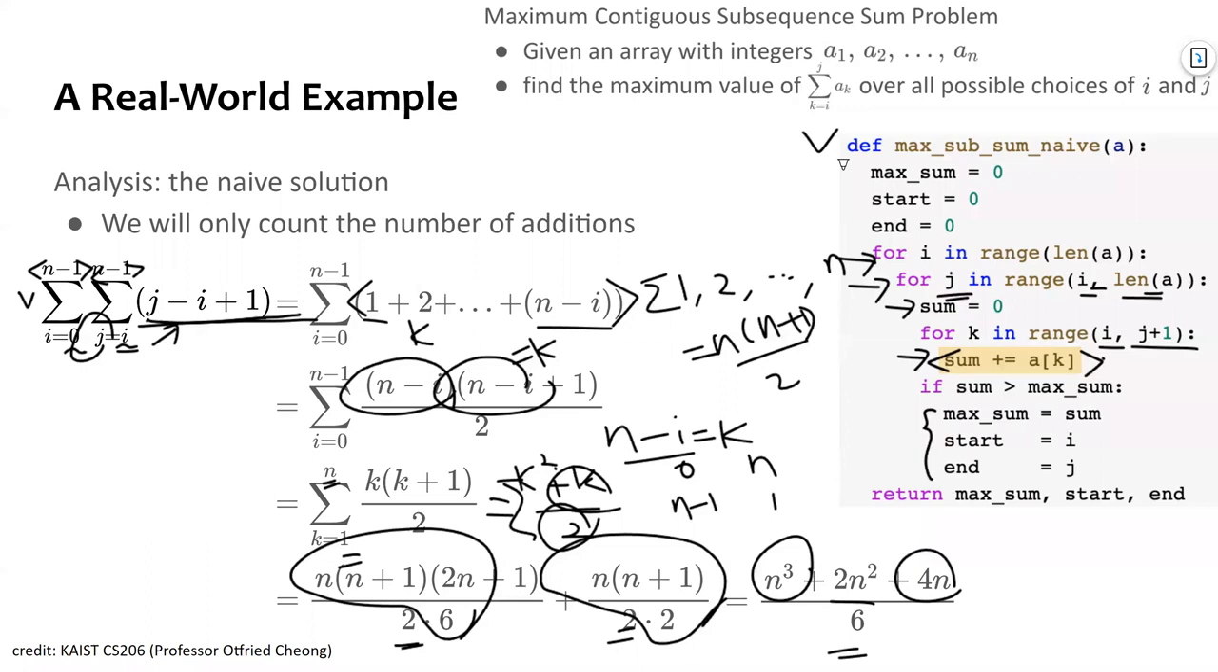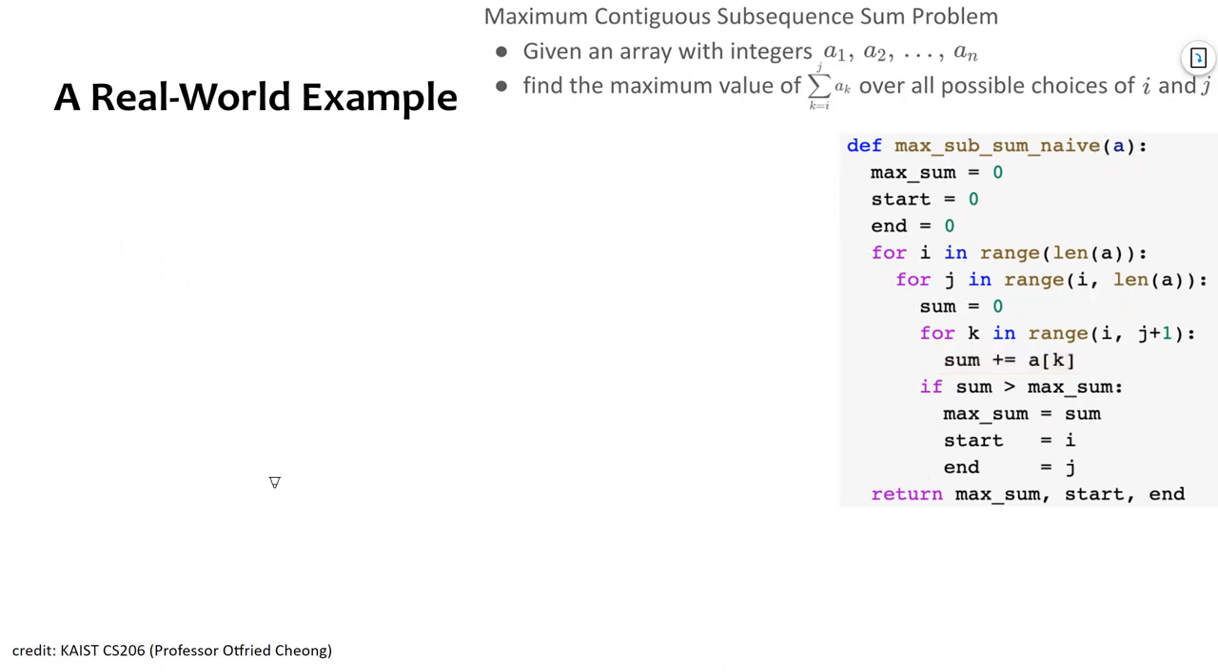So there was one question: what is the n in this equation? Here, n is the length of this array. So here, n is the length of the input array. Any other questions? All right, let's move on.